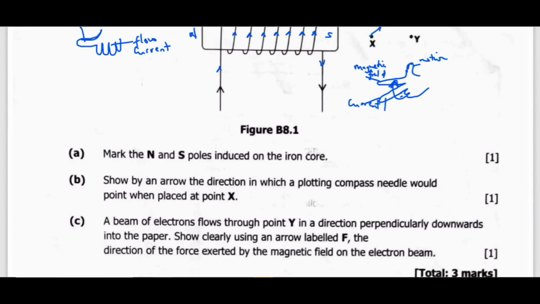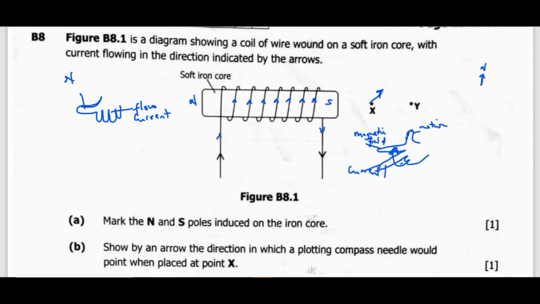So, show clearly using the arrow labeled F. The arrow labeled F. We find that it will move, so we would say F will move upwards.